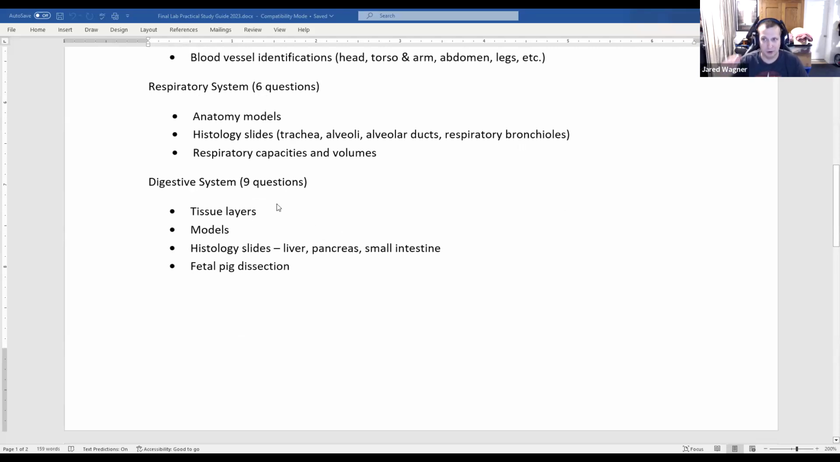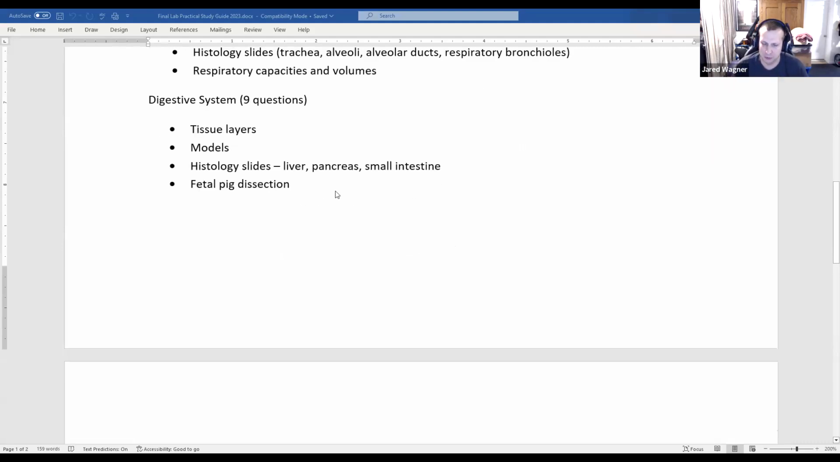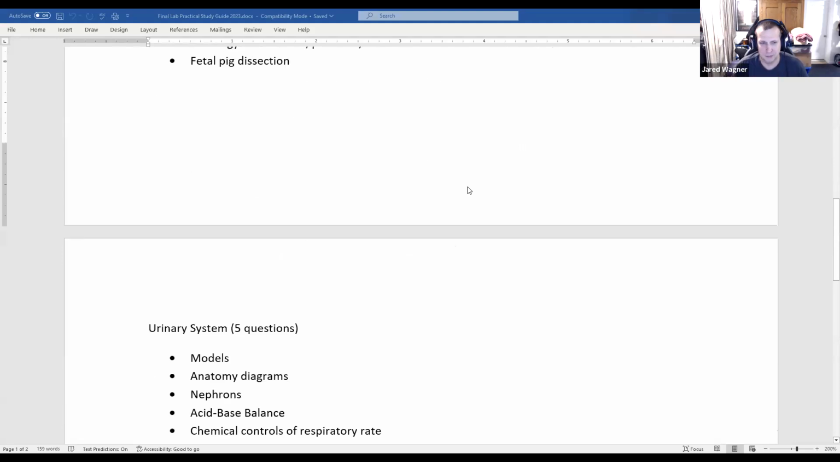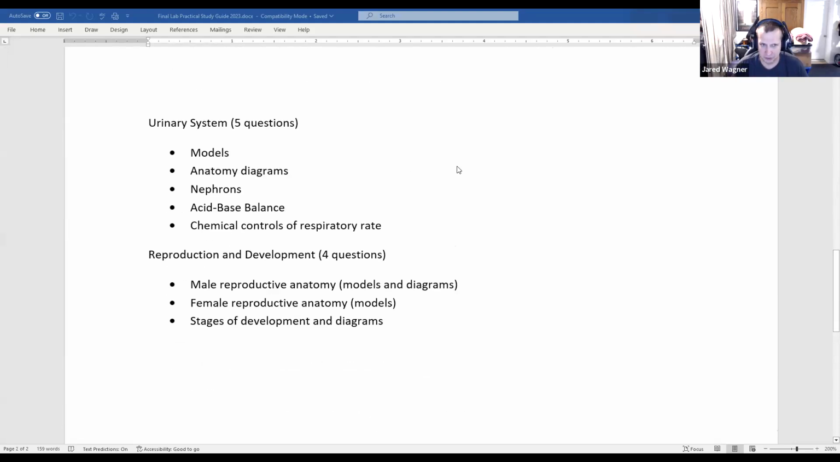Digestive system, remember our tunics of our digestive system walls, starting with our lumen, then we have our mucosa and submucosa, the muscularis, and serosa. Make sure you're able to identify all those. Definitely check out those histology slides again. Be able to recognize if something is the liver, the pancreas, or the small intestine. Make sure you know all your fetal pig dissection stuff. Urinary system model system. Remember your models, the anatomy diagrams, nephrons.